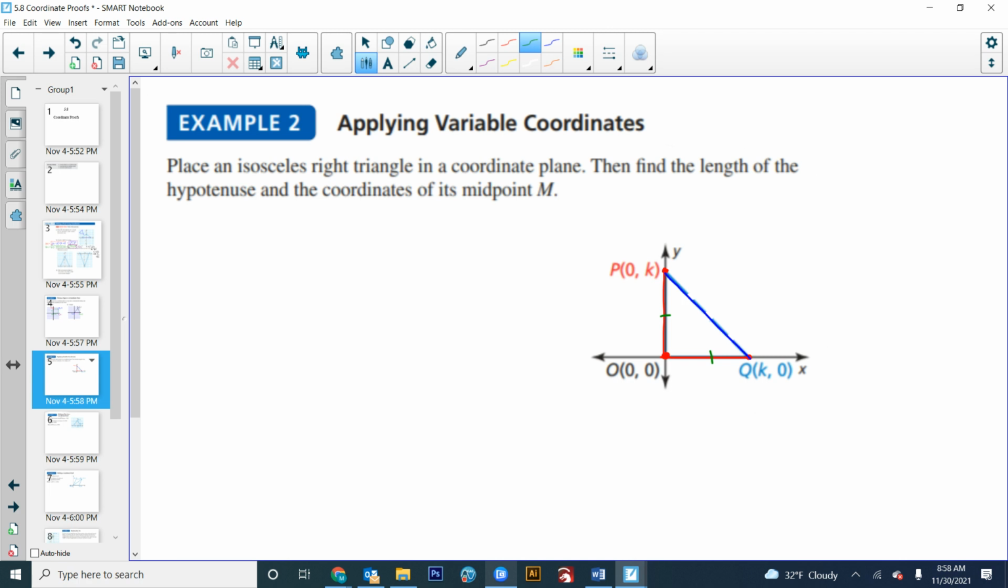Awesome. So find the length of the hypotenuse. How are we going to find the length of the hypotenuse? Good. How long are the legs? K. The legs are K. The hypotenuse, which is called PQ, we have to use the distance formula.